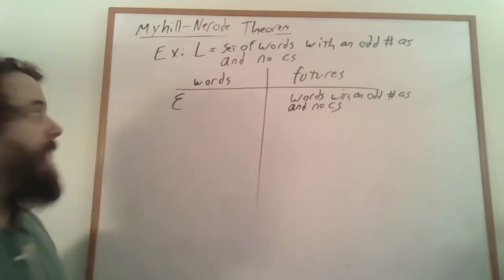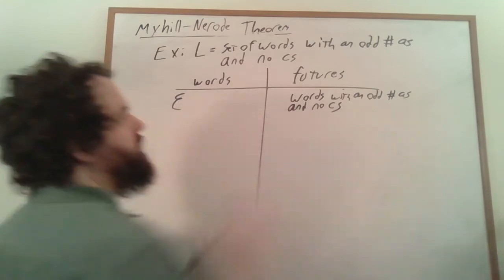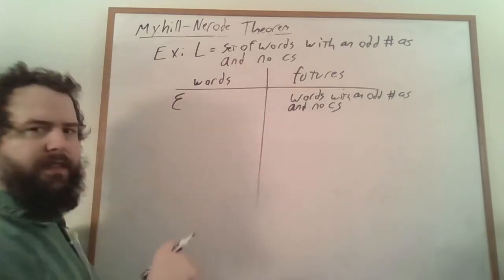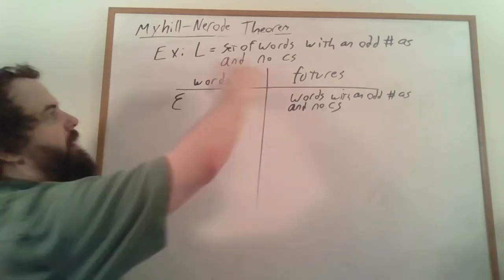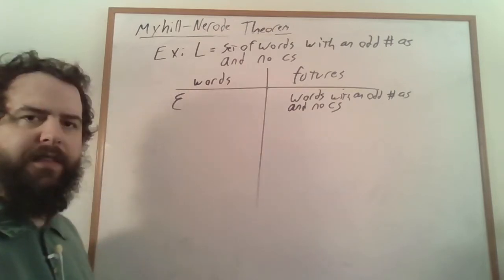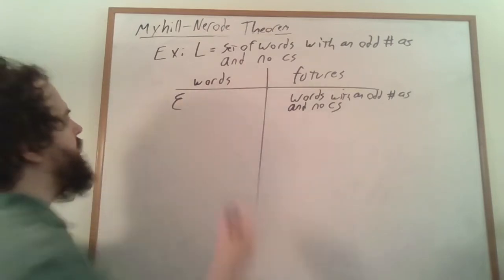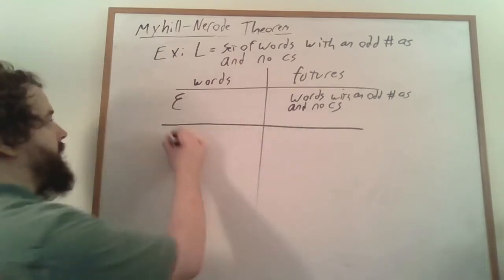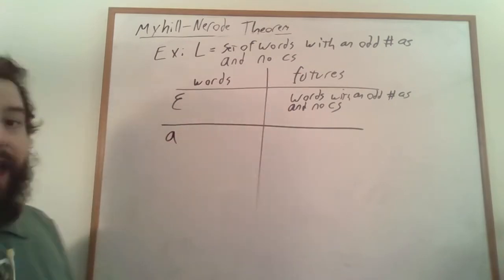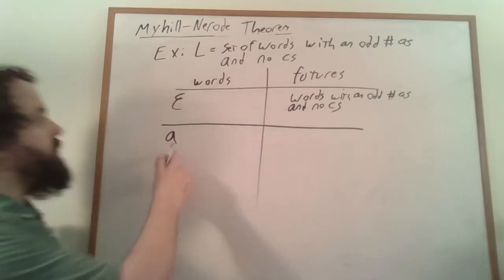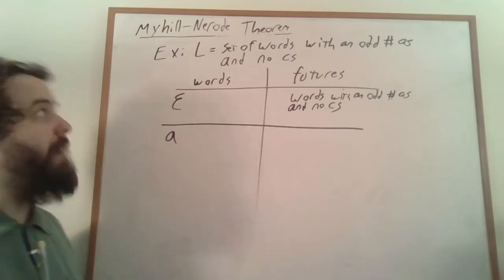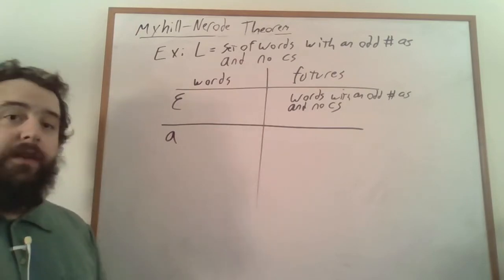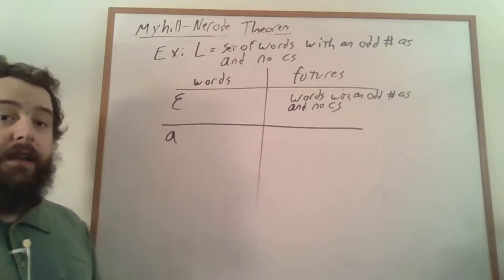What about the word A? Does the word A have this as a future? No, we can't take a word with an odd number of A's and no C's and tack that on to the end of an A and expect to get a word with an odd number of A's and no C's. That isn't going to work. So in a different Myhill-Nerode equivalence class, we're going to have the word A. And the future for that word, well, what sorts of things can we tack on to the end of the word A to get a word with an odd number of A's and no C's? Well, it's just going to be words with an even number of A's and no C's.